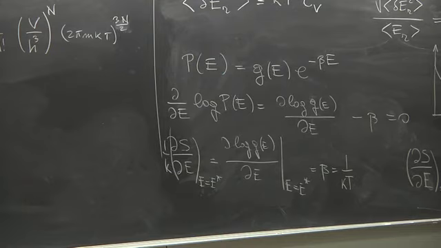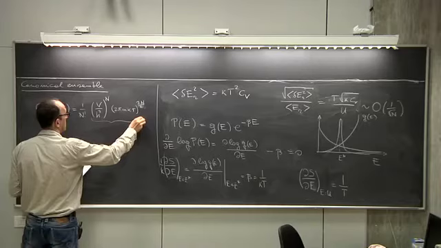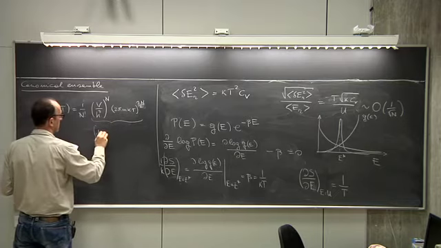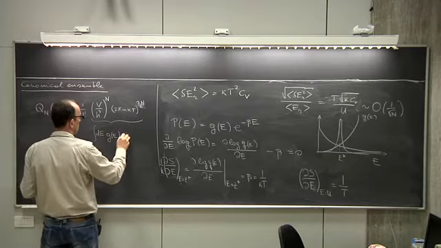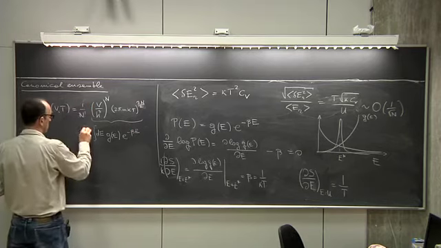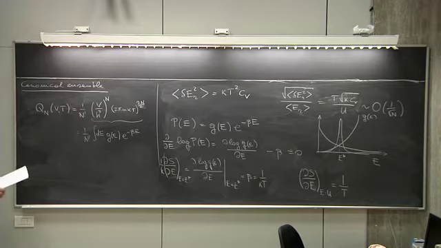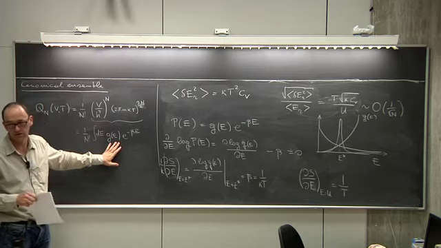We have also seen that the partition function is the integral over the energy of G of the energy times e to the minus beta times the energy. So you can essentially write the partition function in this way. Now what I want to find out from this equation is what is G(E).